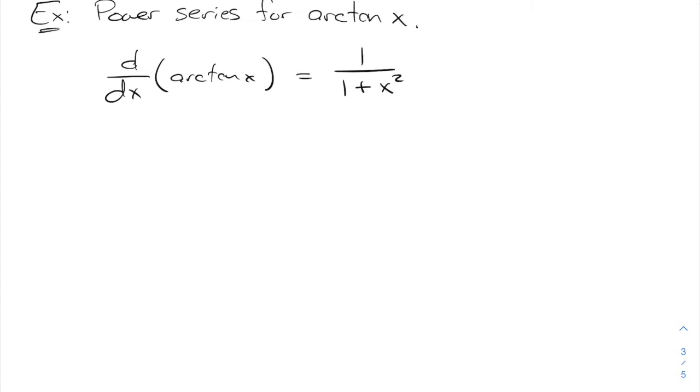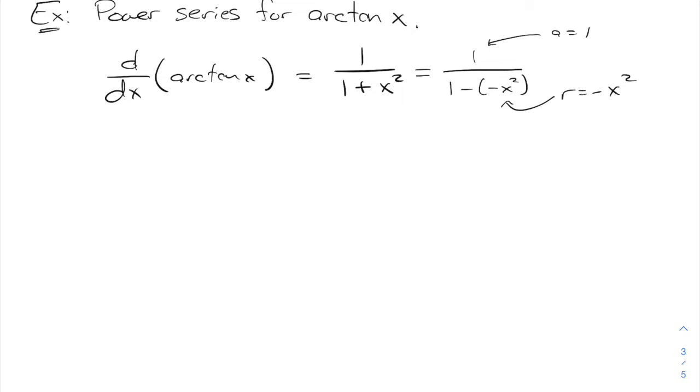This is one of my very favorite examples from this section. We're going to find the power series for arctan of x. Now, arctan of x doesn't have the right form for us to be able to pull the power series out in the same way that we've been doing, but the derivative does. The derivative of arctan x is 1 over 1 plus x squared, and we're going to rewrite that as 1 over 1 minus negative x squared. That way we've got a is 1 and r is minus x squared.